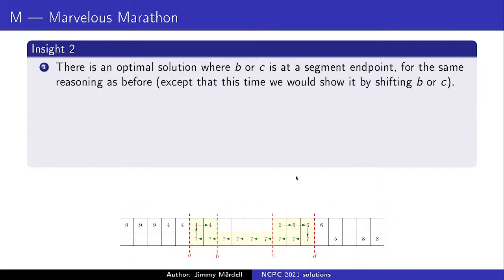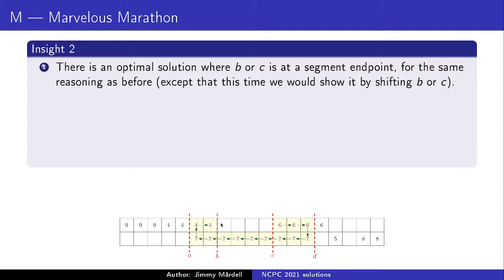Second insight, we can do the same thing with B and C. We can assume that either B or C is at an endpoint of one of the intervals in the input. Like in this picture, both B and C are actually at an endpoint, because of the switches between 4 and 0 and where the 0 switches to 6 here. But in general, we can assume that at least one of them is.